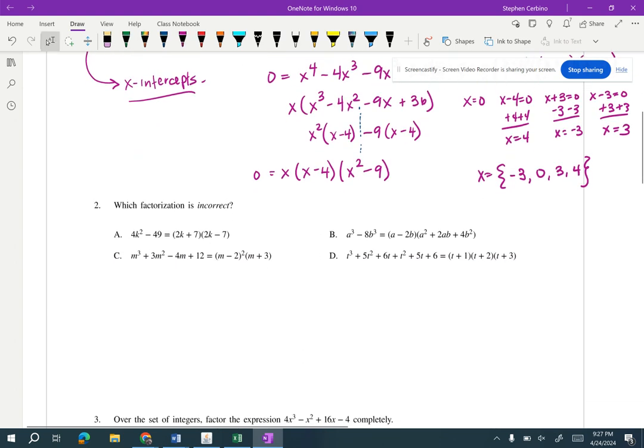Number 2 is another multiple choice question. This one's really about factoring, though. Like, do you actually know how to factor? So let's go through each one. For that first one, 4k squared minus 49, that's difference of two squares. I see perfect squares, I see subtraction, I see even exponents. That tells us what we're doing. So I'm going to say what multiplies to itself to make 4k squared. That would be 2k and 2k, so that's good. It's a plus and a minus. And then what multiplies to itself to make 49 is 7 and 7. This one is good.